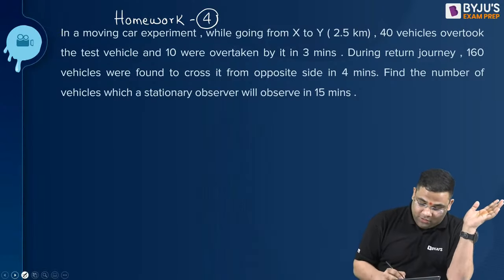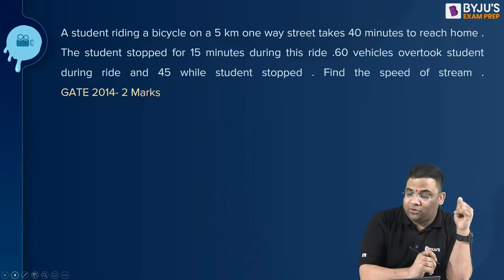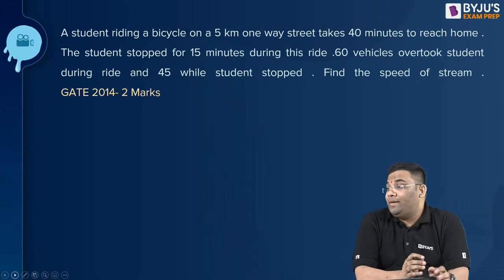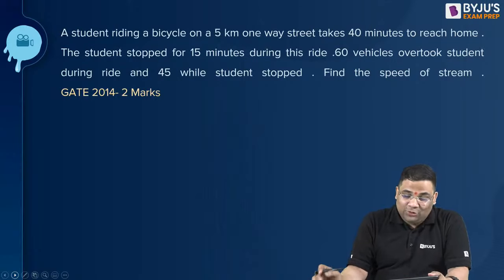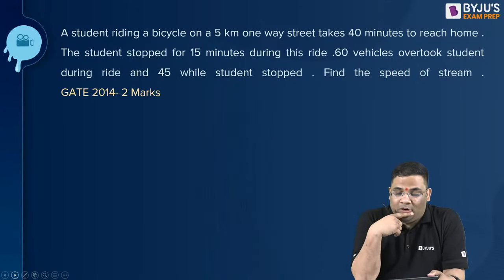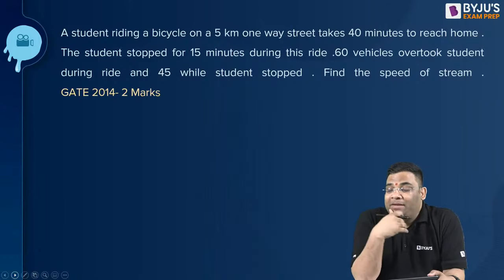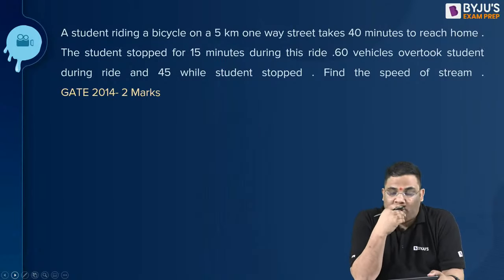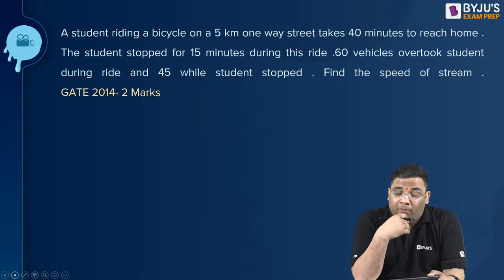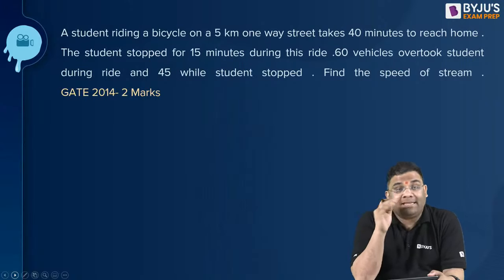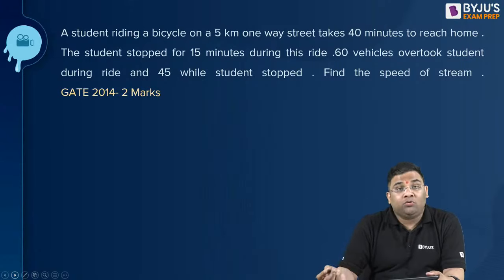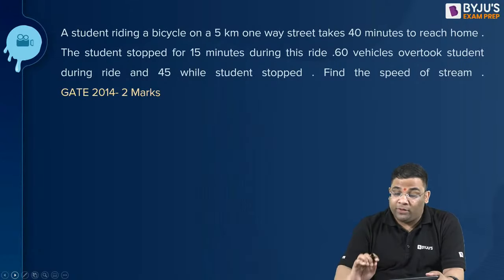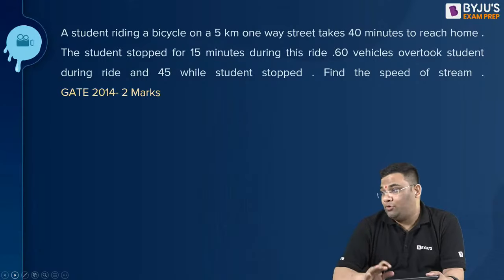Now, the last question for the day, which I will solve, a previous question of GATE. And then 2 more homeworks. A student riding a bicycle on a 5-kilometer one-way street takes 40 minutes to reach home. The student stopped for 15 minutes during this ride. 60 vehicles overtook the student during the ride and 45 while the student stopped.